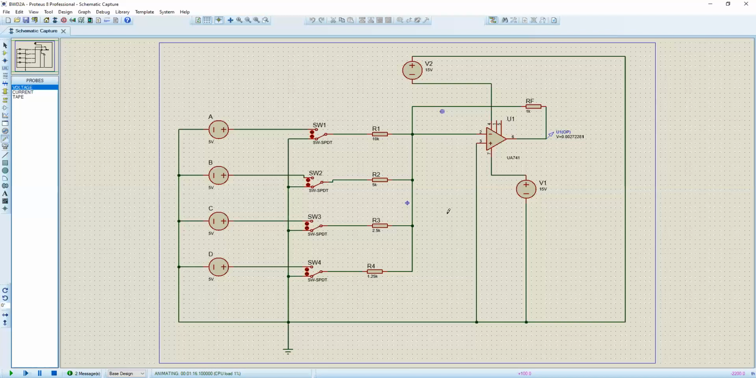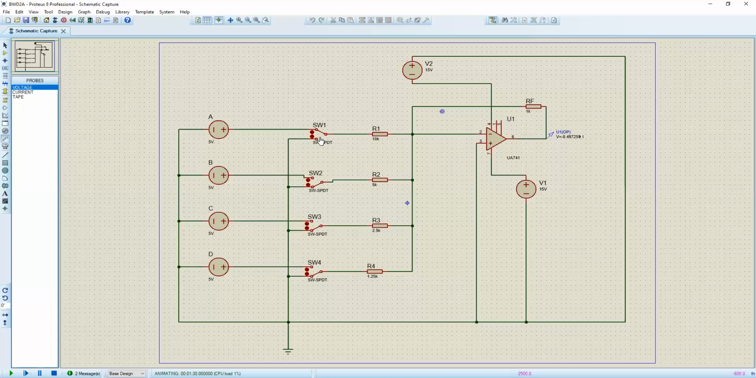Now let us see what happens when we toggle one input, that means the LSB of the input to 1. You can see we're getting close to 0.5 volt. That means for a digital input of 0001, we are getting an output of 0.5.